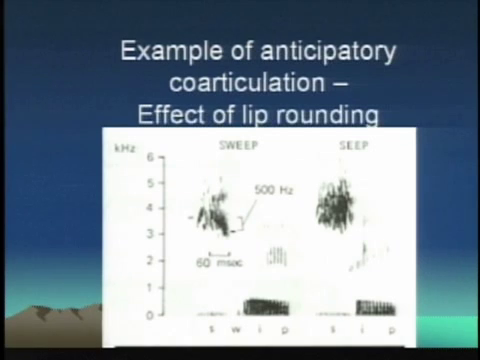My lips were not involved in the S, so I could get them in place for the W while I was producing the S. So seep versus sweep. Seep, sweep. You can hear the frequency difference. Seep, you hear how the SW one is lower?